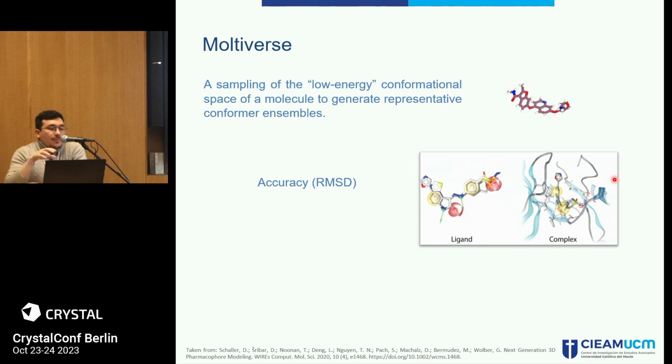And usually you measure this with the accuracy, as measuring the root mean square deviation between the atomic positions of all the conformers. If they are really close, it's the same conformation, right?